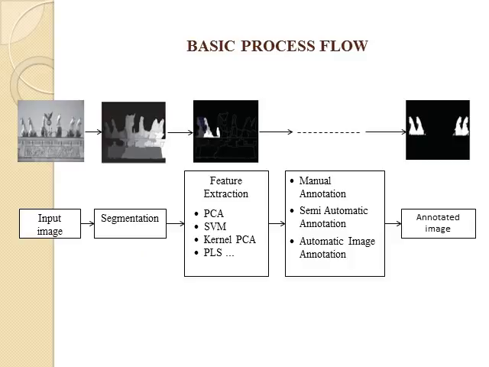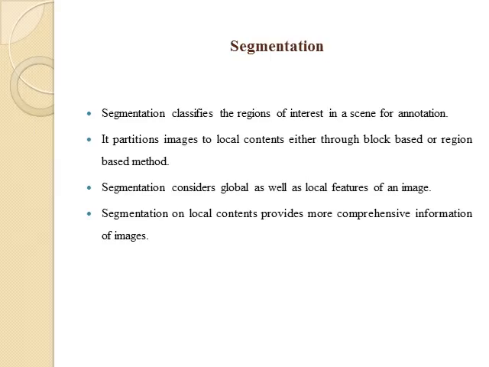Next is the basic process flow of automatic image annotation. First we take an input image and then we do segmentation. In the segmentation we divide the image into various parts and then we apply feature extraction and classifiers, and then we apply annotation techniques, that is manual, semi-automatic and automatic, and then we get an annotated image as output.